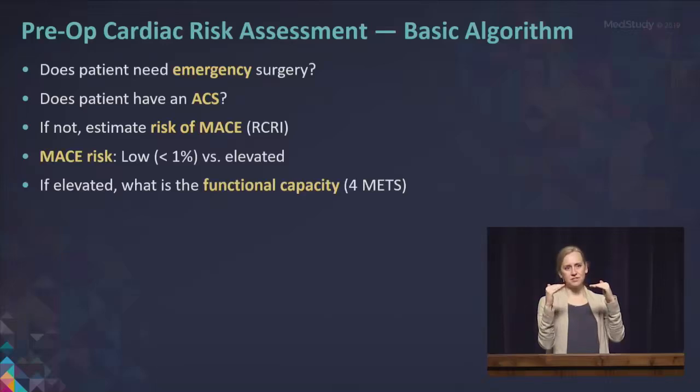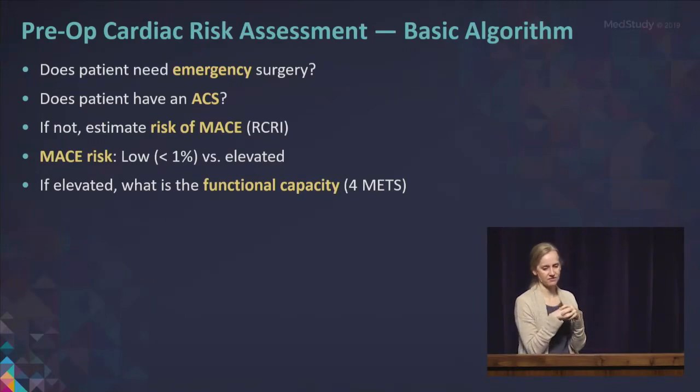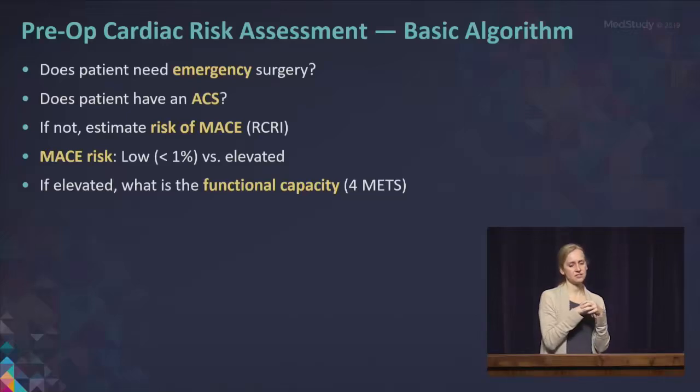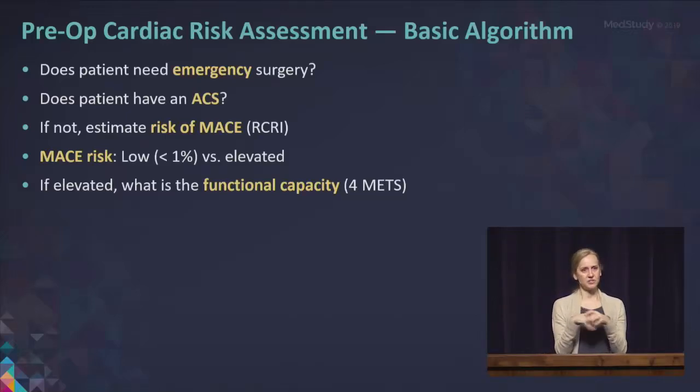If neither of those 2 things are going on and the patient is fairly stable, then you estimate their risk of MACE, which is a major adverse cardiac event. The way we do that is through the RCRI, or the Revised Cardiac Risk Index, which has 4 components. I'm going to show you those on the next slide. The score basically comes out as whether it's low, less than 1%, or elevated. If it's elevated, then you just need to find out the patient's functional capacity.